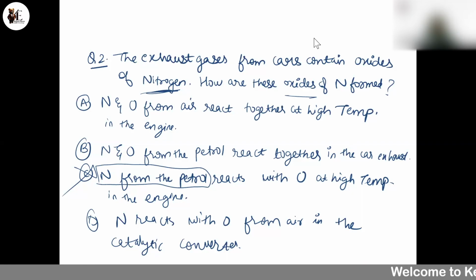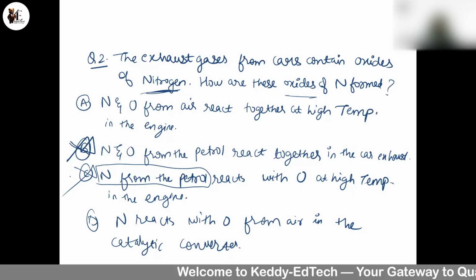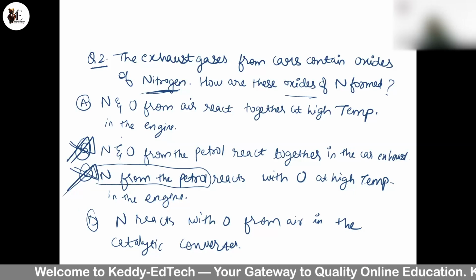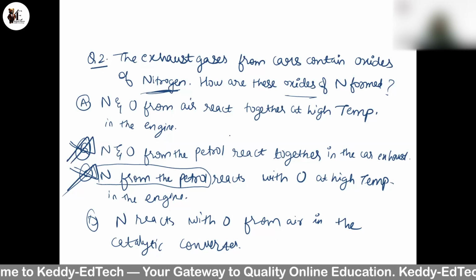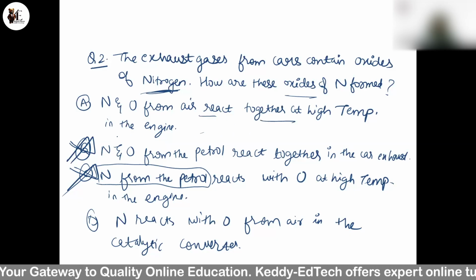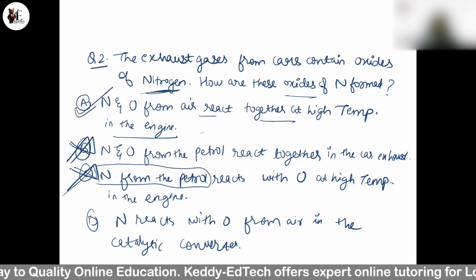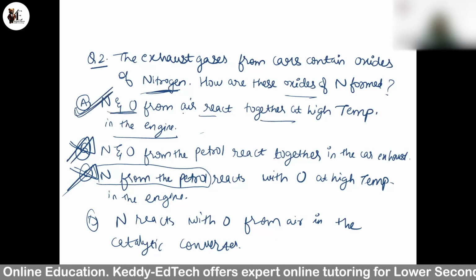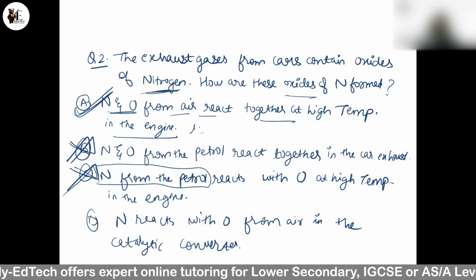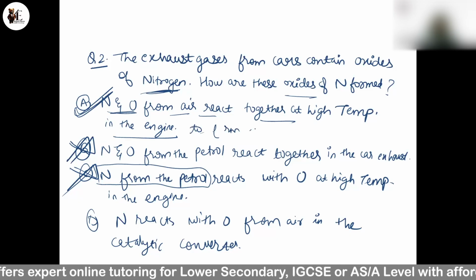Okay, so one student is saying A and one student is saying D. So it is clear that B and C cannot be the answer. The answer should be A or D. So what should be the answer? Nitrogen and oxygen from air react together at high temperature in the engine. Very good. Option A is correct because nitrogen and oxygen from air react together at high temperature in the engine to form oxides of nitrogen.